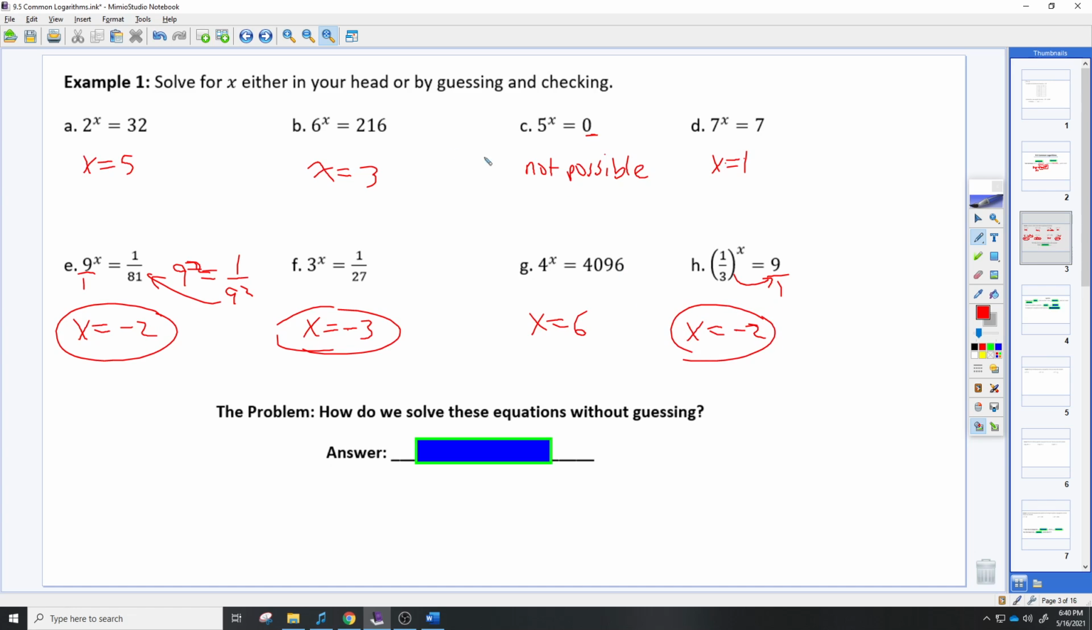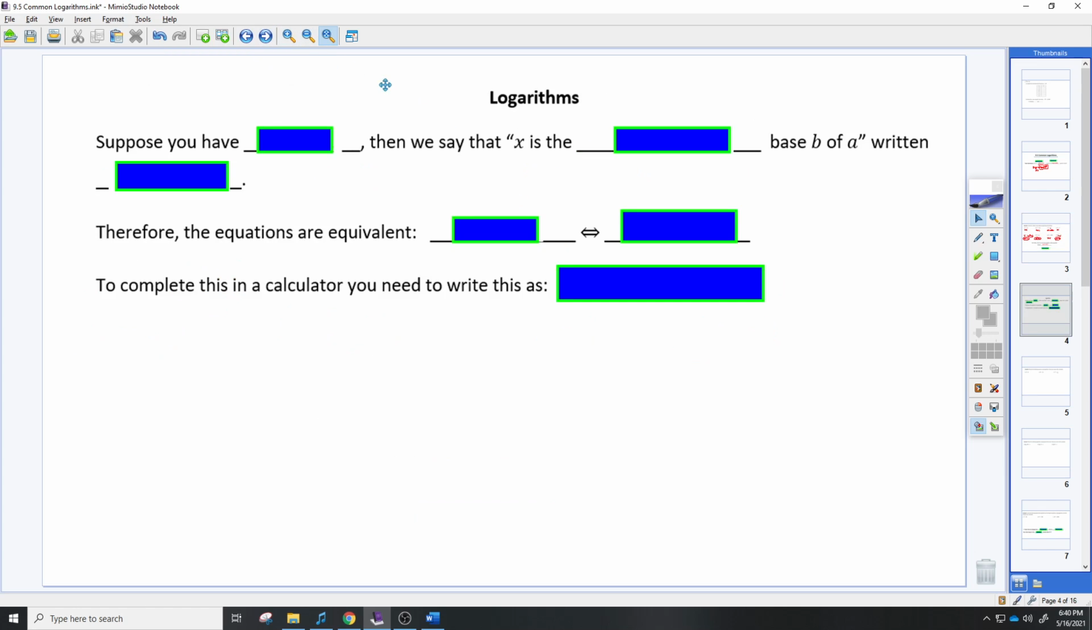Hoping that you could figure out most of these on your own. But obviously there's a way to figure this out without having to just guess or put it into a calculator. There is a methodical way to solve these, and that's called logarithms. So how do we solve them without guessing? Logarithms. And the calculator will do it for you, especially if you get to decimals and you can't quite figure out what it would be.